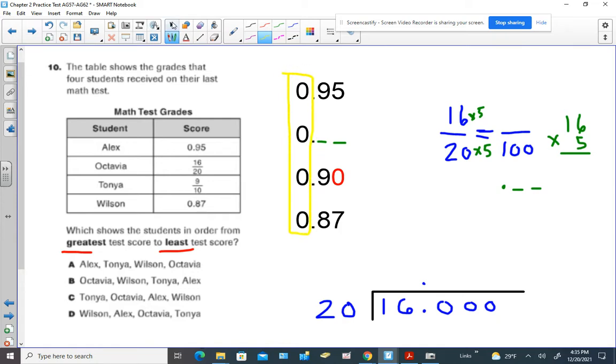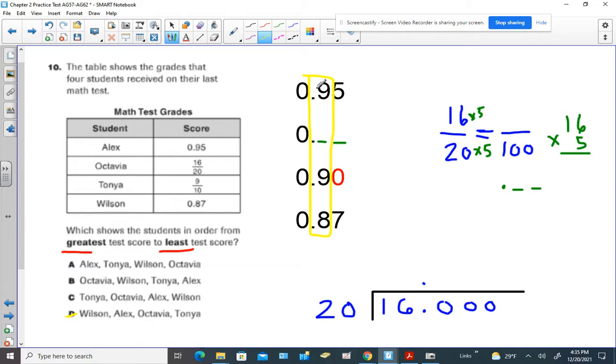That's not going to help us to order them from greatest to least. But when you look at the tenths place, we already can see that Wilson is not going to be first, because his tenths place number is lower than these. So Wilson being first, the greatest, that's off the list. You can cross that one out.